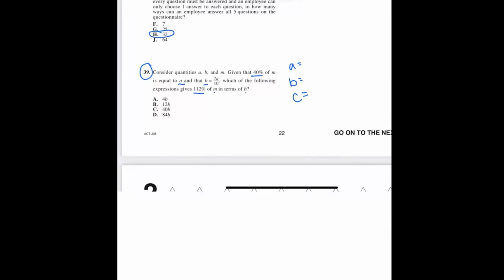Oh, I missed a variable there. So let's go ahead and make up a number. I like using 100 because it's just a little easier. So we're going to pretend that M is going to be 100, given that 40% of M is equal to A. So 40% of M is going to make A 40.